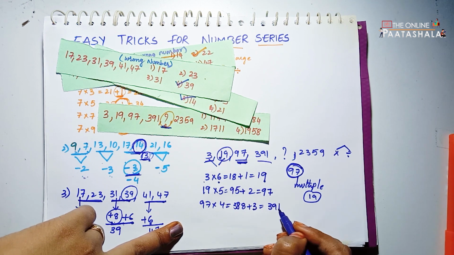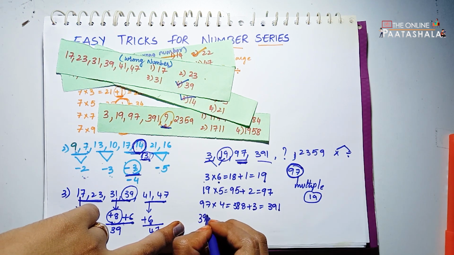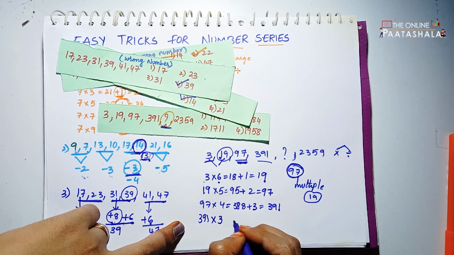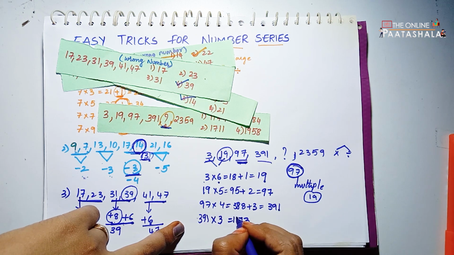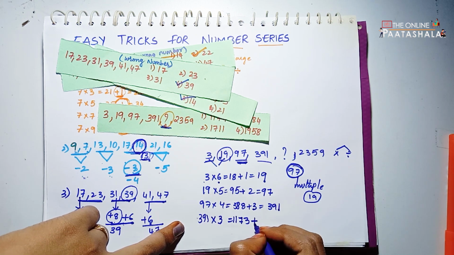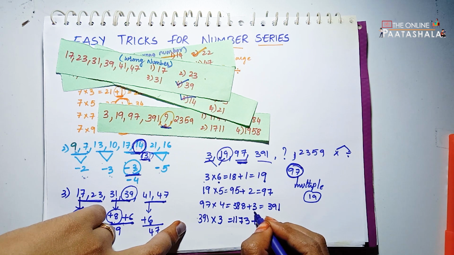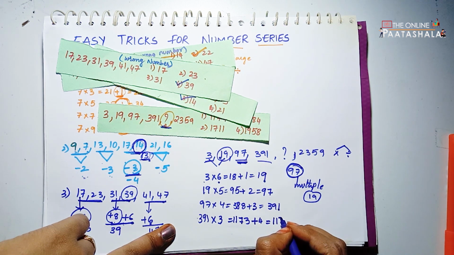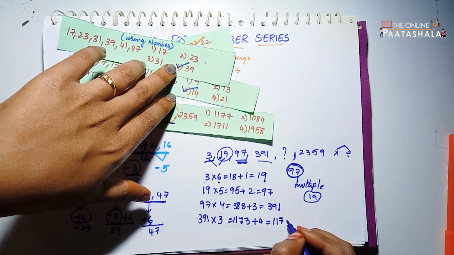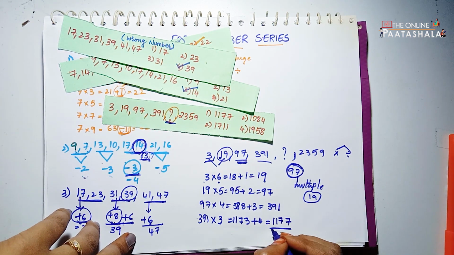That means if you multiply 391 into 3, that is 3 ones are 3, 9 threes are 27, 3 threes are 9, then 10, 11, so 1173. Here you have to add 3, and now you are adding 4. What will you get? 1177, right? This is the answer.